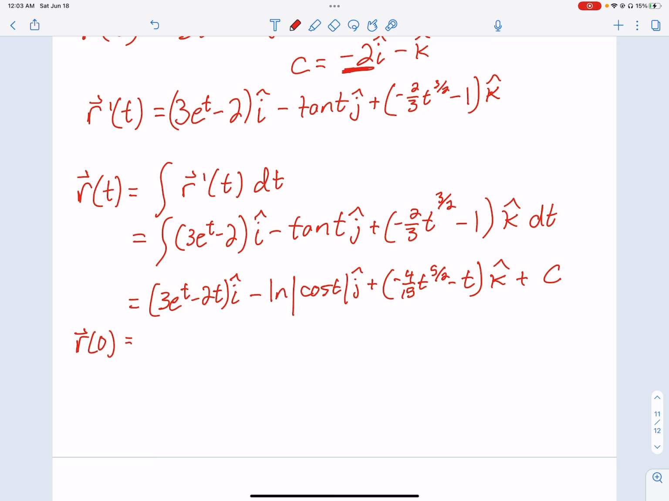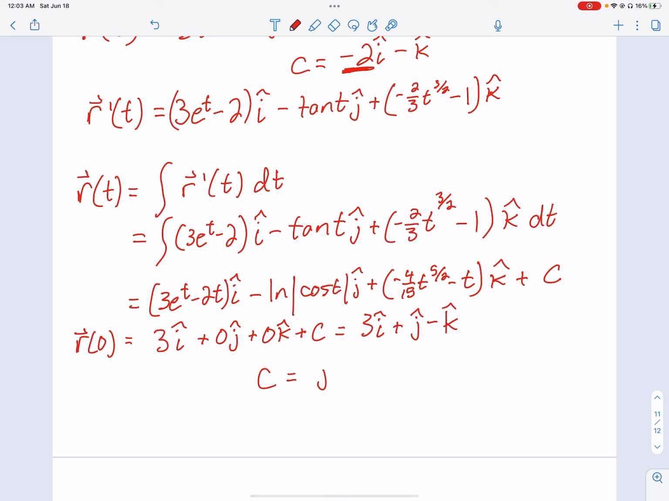We get a 3i. If I plug 0 into cosine, I get 1, ln of 1 is 0. So I get 0j. Plugging 0 into the third term, I get 0k plus c. And then the condition they gave was 3i plus j minus k. That's from the top, the initial condition they gave us. I solve for c. Solving for c just means I minus 3i, which means I get j minus k. Now we have our answer.